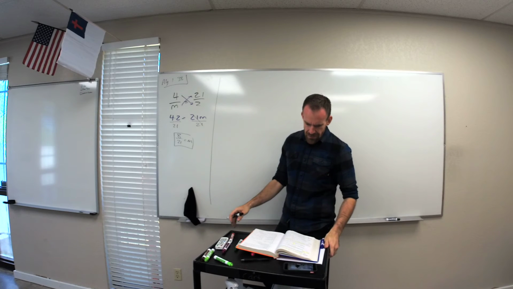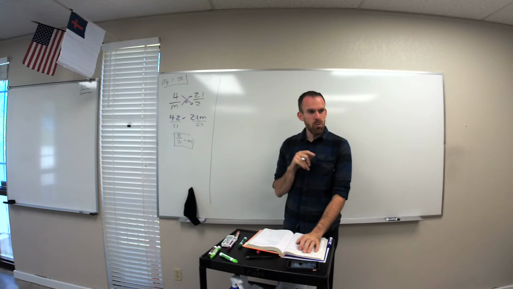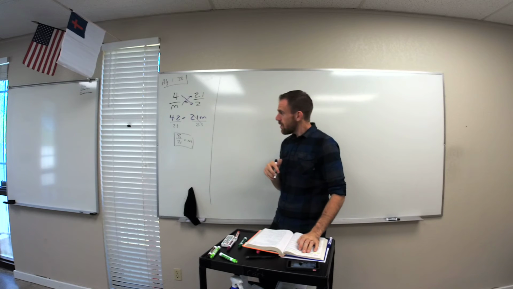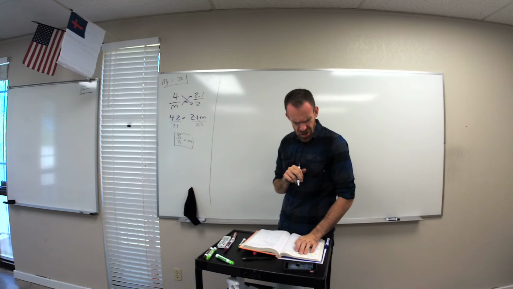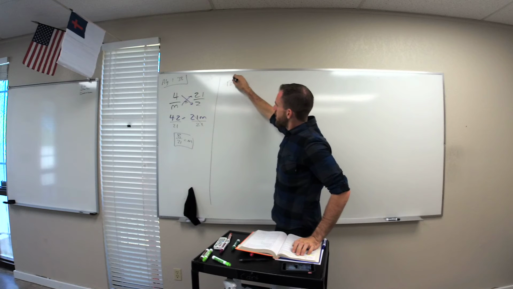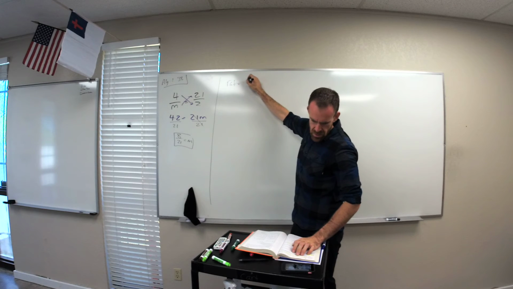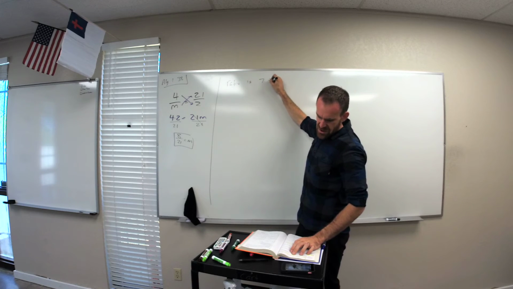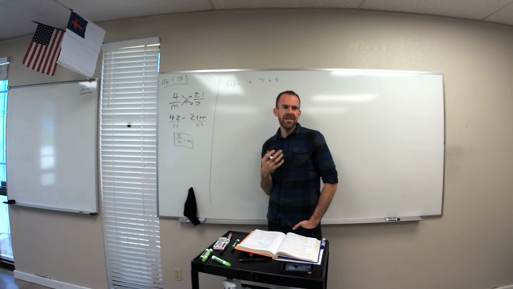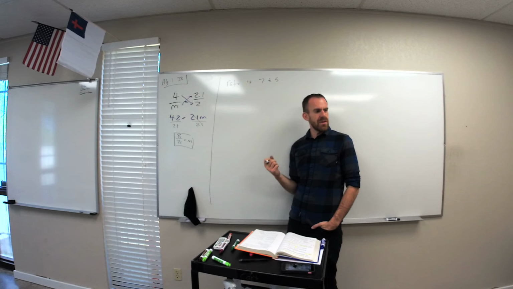Okay. So, here's our word problem. The ratio of pigs to goats is 7 to 5. How would I write that equation? The ratio of pigs to goats is 7 to 5.